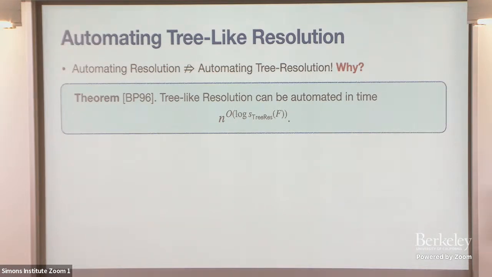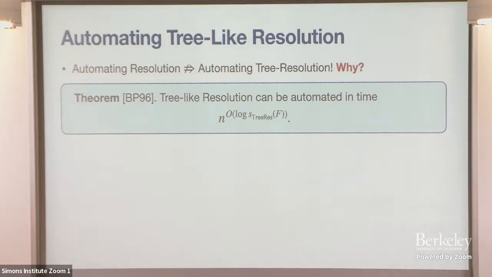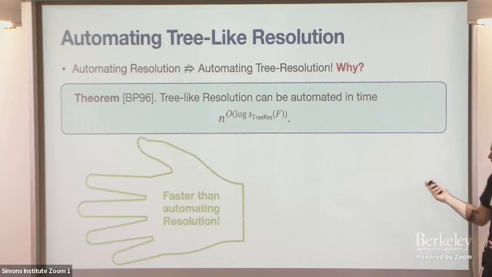This was due to Dean and Patassi in '96. And the runtime that they get is actually much better than the runtime that you got for the automating algorithm for resolution. It's actually just n to the log s. We've just eliminated this n in the exponent completely. This is a quasi-polynomial time automating algorithm. So how do we compare this with the thing that we just saw? Well, on the one hand, this is much faster than just automating resolution, right?